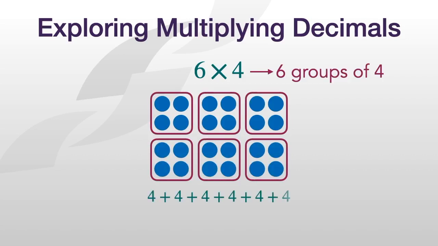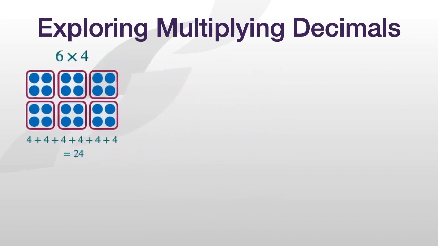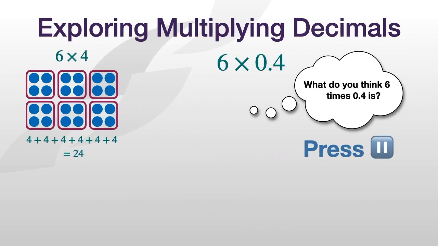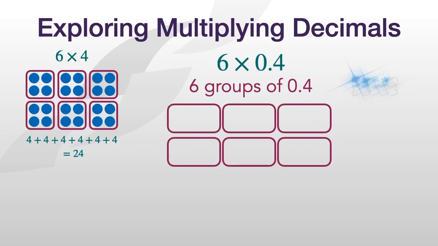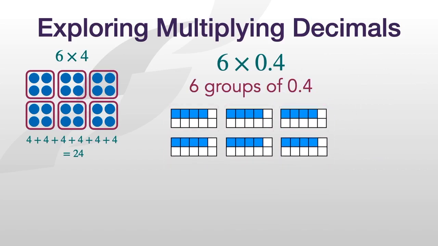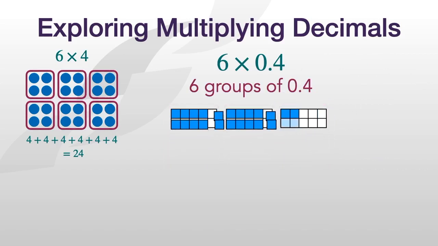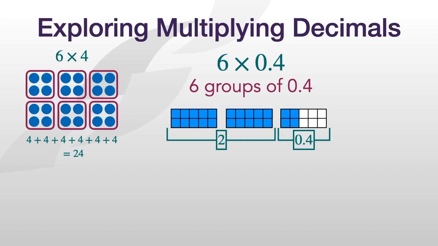This has a similar meaning as expressing the product as a repeated addition of 6 fours. Altogether, the product is 24. So what about 6 times 4 tenths? What do you think this product is? In this case, we have 6 groups of 4 tenths. So we can place 4 tenths into each group. Combining all of these tenths, we see that we have 2 wholes and a remaining 4 tenths. So altogether, our answer is 2 and 4 tenths.